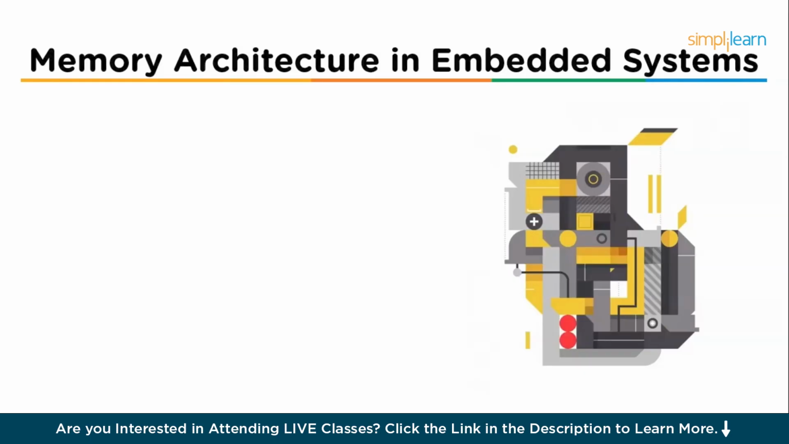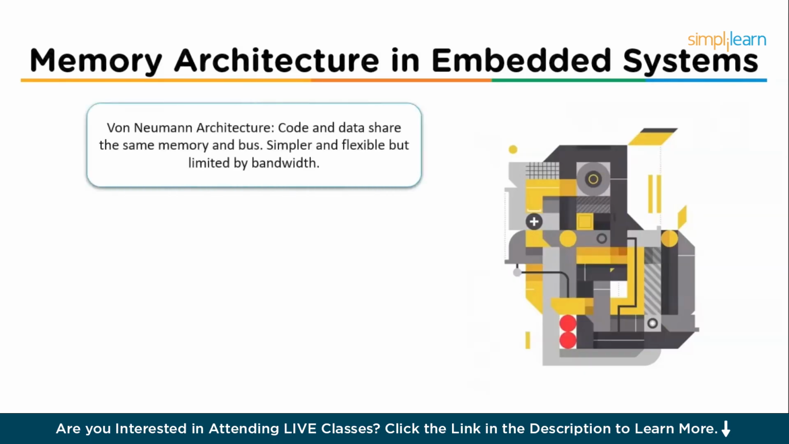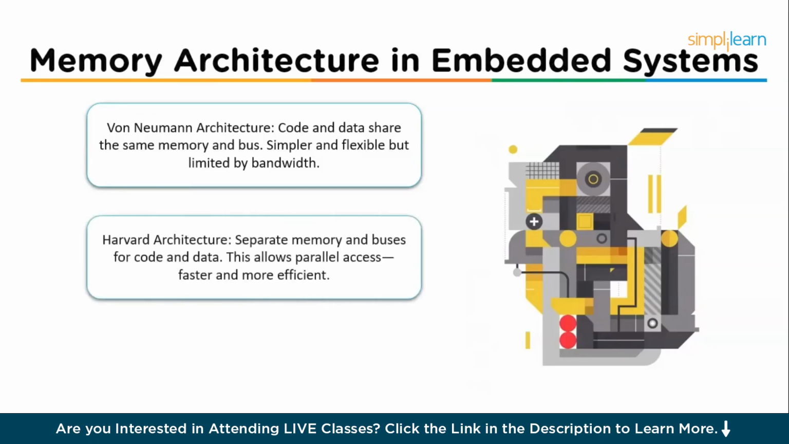The first one is von Neumann architecture. The code and the data share the same memory and bus. Simpler and flexible but limited by bandwidth. Then we have Harvard architecture. Separate memory and buses for code and data. This allows parallel access, faster and more efficient.